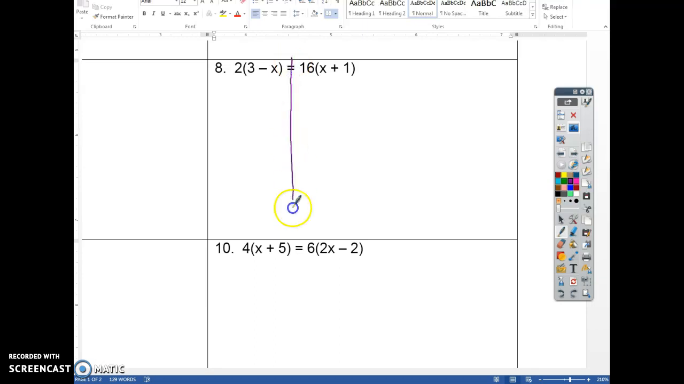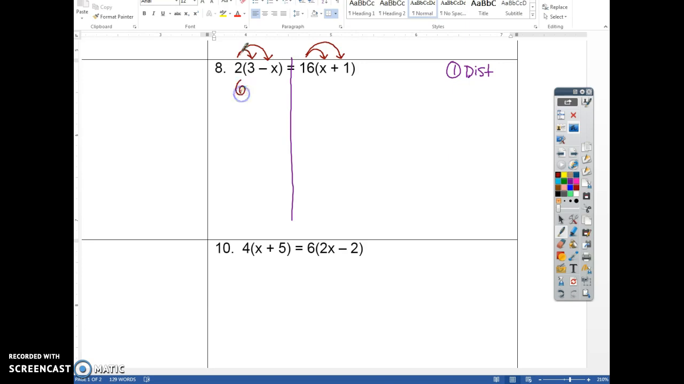Draw your line. Step number 1, distribute. Is there anything for me to distribute? Yeah, there's 2 things for me to distribute, so I'm going to do that. Distribute here and here. That means multiply. We're multiplying. And distribute here and here. You have to multiply. So get ready with your calculator. We're going to start multiplying. What's 2 times 3? 2 por 3.